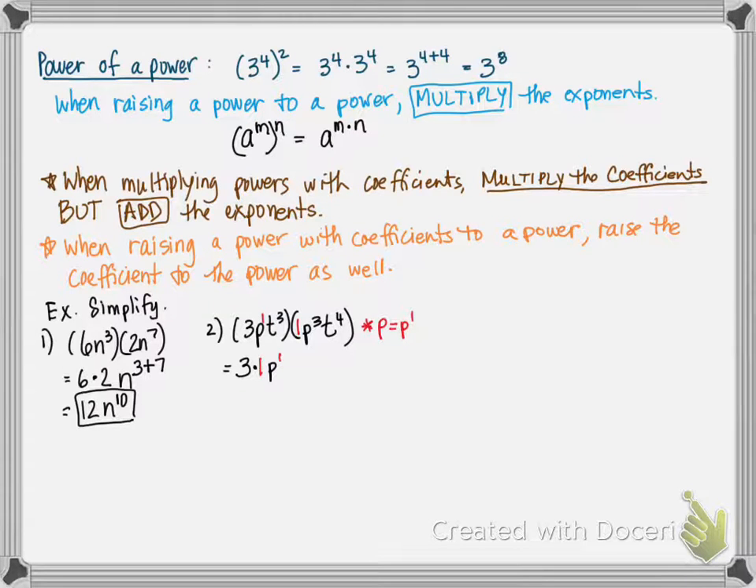And then we're going to add it to 3. And then on the t's, we have 3 plus 4. So that's me using my rule. And I get 3 times 1 is 3. 1 plus 3 is 4. 3 plus 4 is 7. So my final answer is 3p to the 4th power, t to the 7th power. All right, let's do some powers to a power.